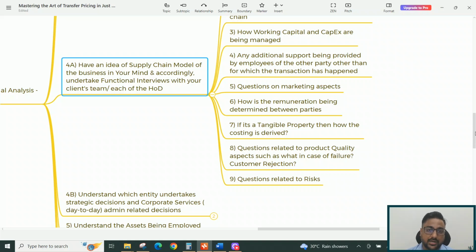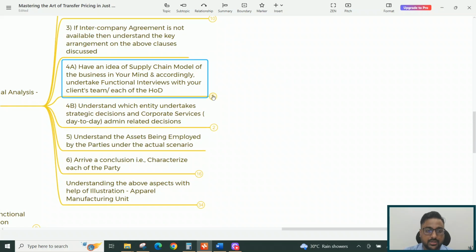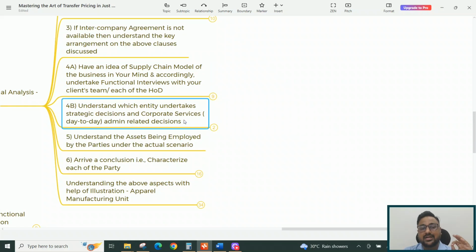We'll just move ahead, and apart from this functional analysis, you should also ask, that is 4B, which entity undertakes strategic decisions and corporate services and admin related decisions.